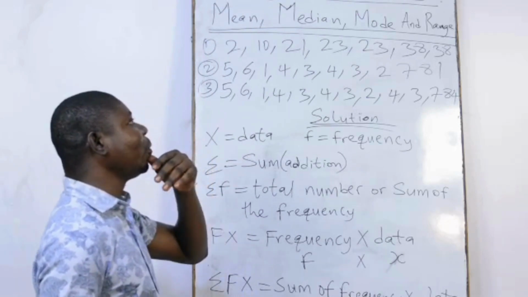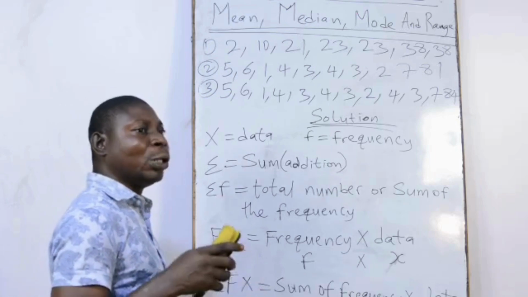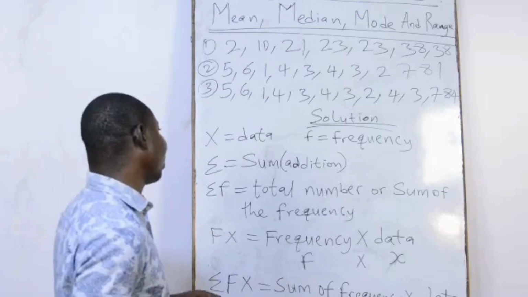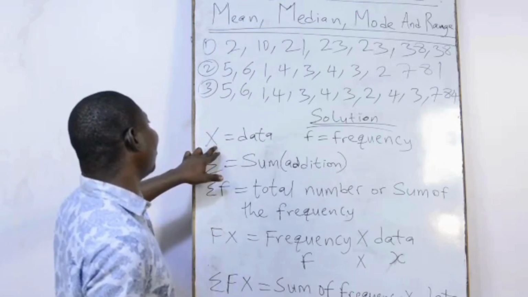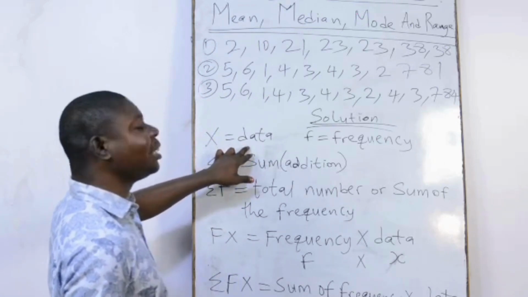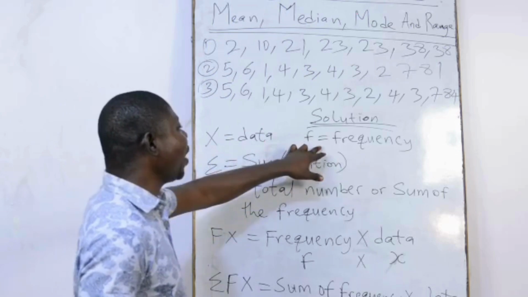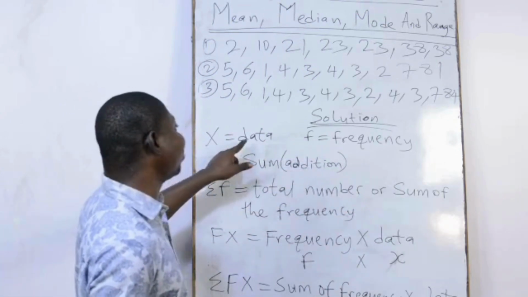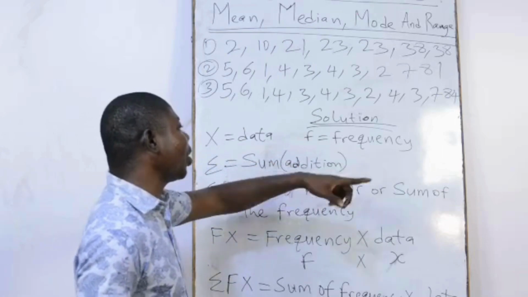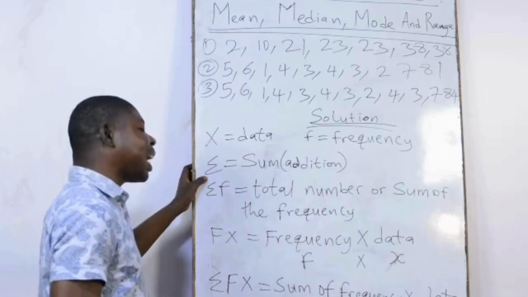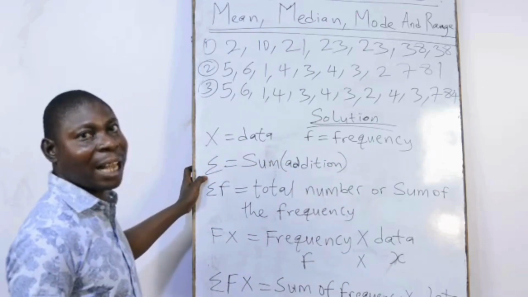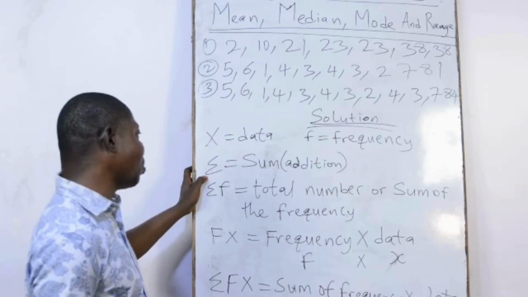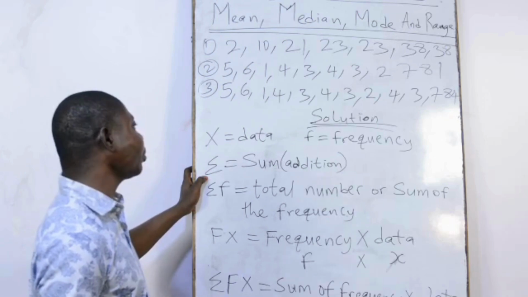Because if you understand the parameters, you will know how to calculate it. It will make it easy for you to calculate. Now, X means data, and F means frequency. Then look at this sign, it looks like a Z. The meaning in mathematics is sum.